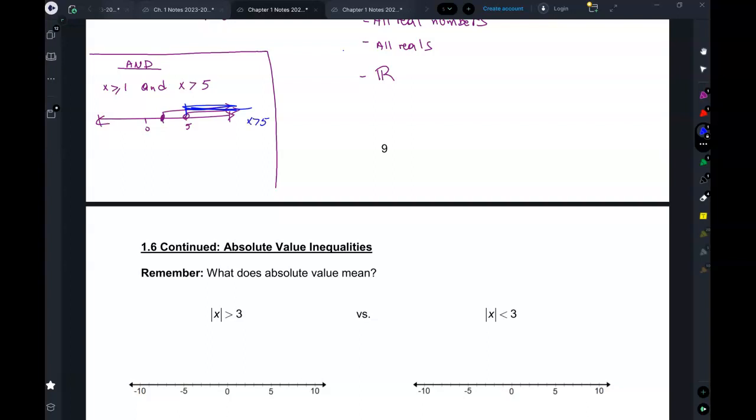Now, suppose you have an AND and you get something like this. X is greater than or equal to 1, and x is less than negative 1. What is that? That's no solution, right? Because you can't be both greater than 1 and less than negative 1. So that will be no solution. Yeah? Okay. Questions? It's a no solution just if they don't overlap. Yeah.